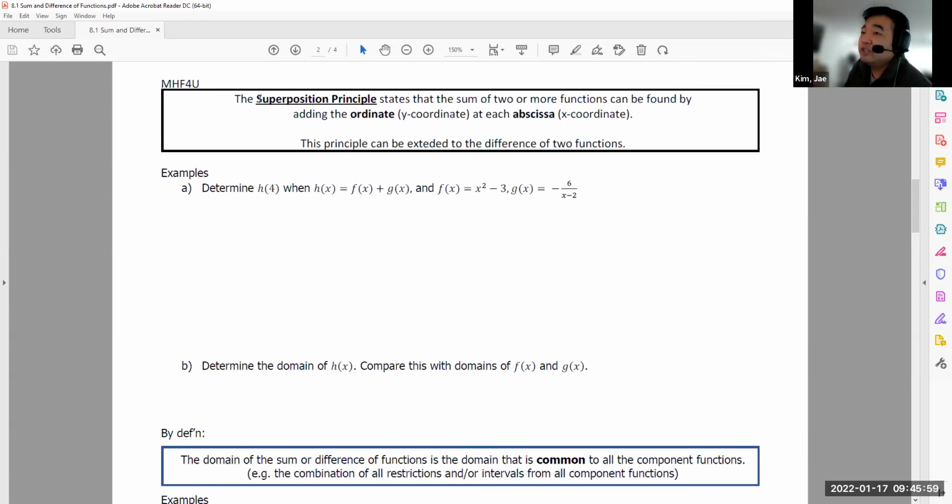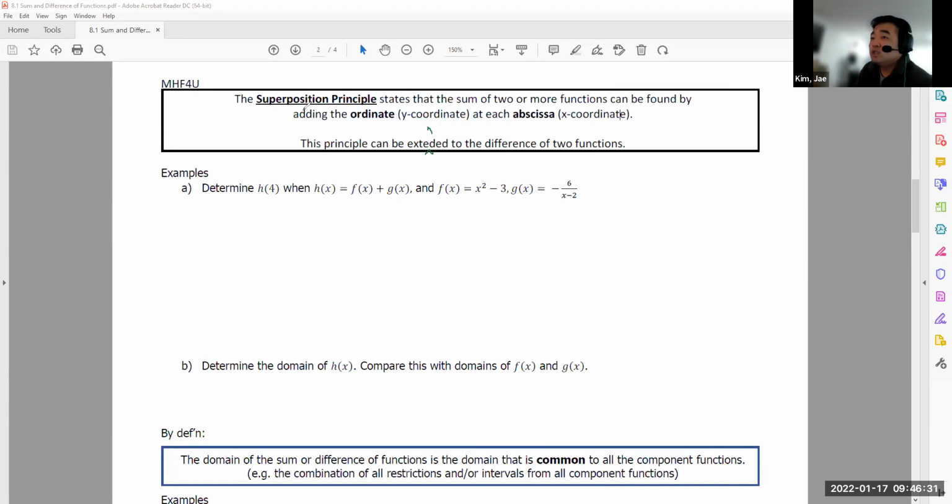So the proper definition of the superposition principle, or the fact that the added function is equal to adding each piece independently, is that the sum of two or more functions can be found by adding the y value at each corresponding x value. So they're adding the ordinate at each abscissa. This principle can be extended, sorry for the spelling error, to the difference of two functions as well.